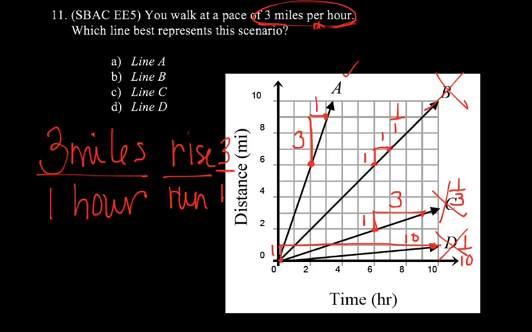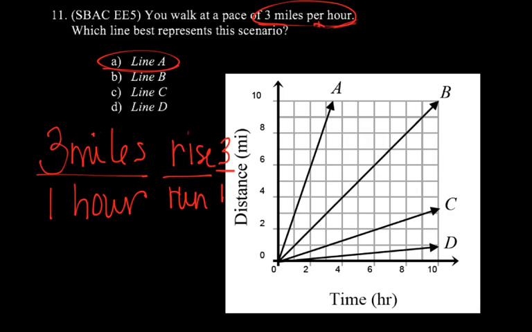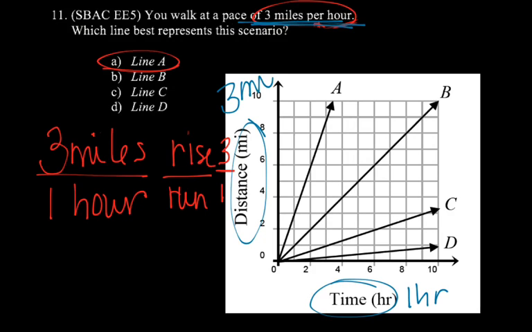Now, if you didn't like using the slope for this, an alternative option, so let me erase my notes here. So we did end up getting A, by the way. But I'm going to show you an alternative way to figure this out. You walk at a pace of 3 miles per hour. I could have looked at my time, said 1 hour, and looked at my distance and said 3 miles, and figured out which line has me going 3 miles at the 1 hour mark. Here's 1 hour, in between 0 and 2. Okay, D, I can't even tell where I'm at. C, I'm not even at a full hour.